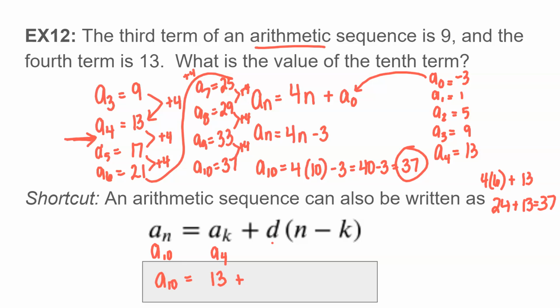And then I know my common difference for this one is 4. And then what I'm trying to find right here is 10. And where I was starting from was 4. So notice what that is there is 13 plus 4 times 6, which is what I just did, right? I said I need 6 more times here. So that is 13 plus 24, which is 37.